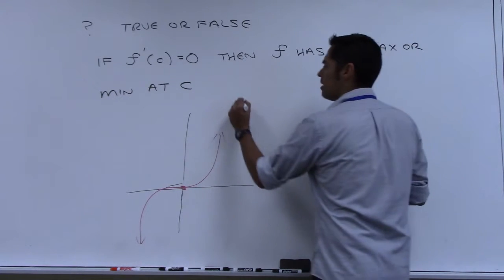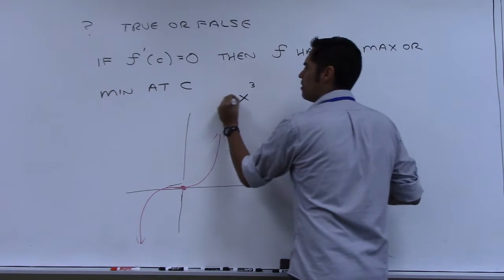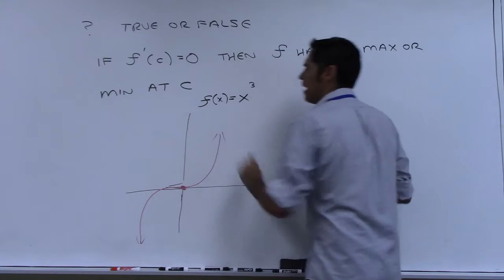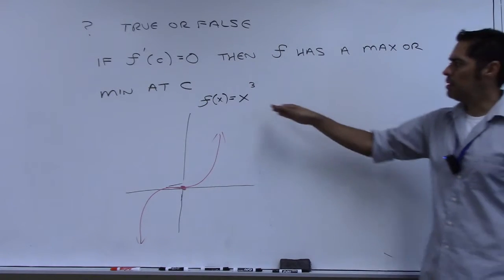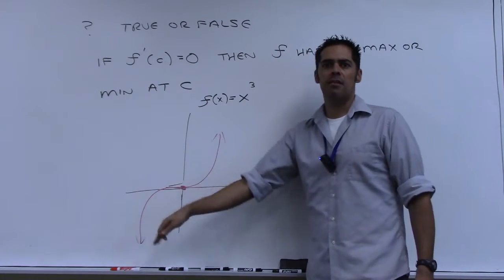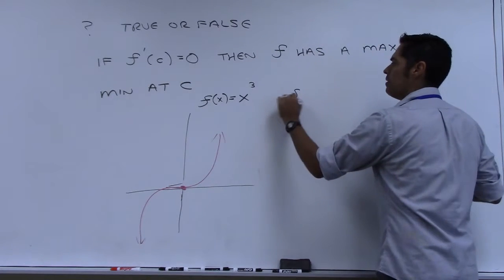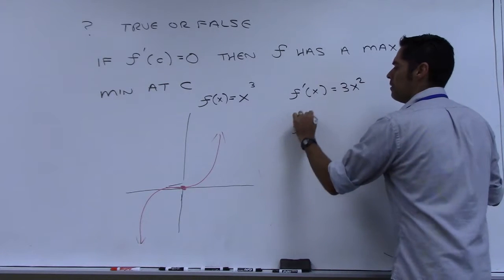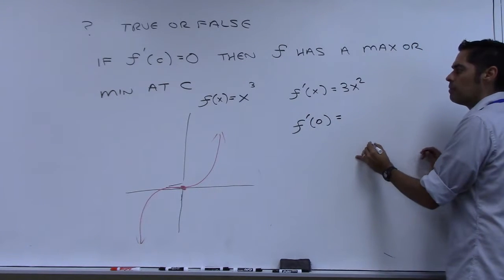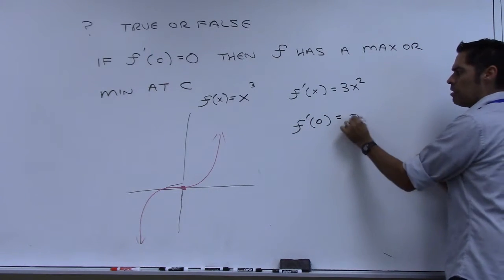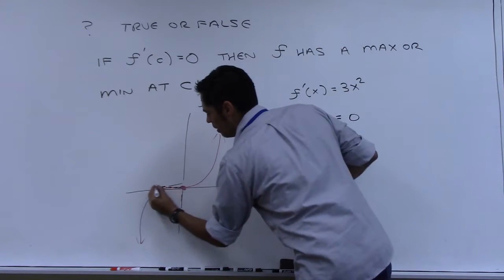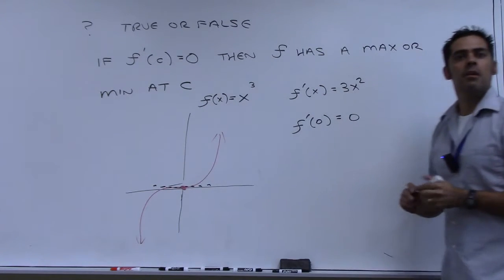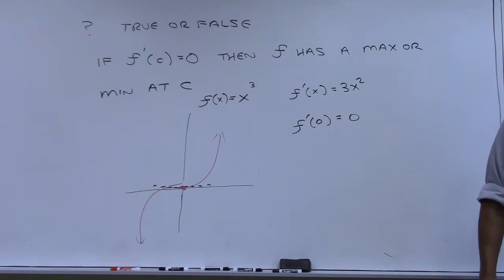Let's look at this. We could use this as the function. I don't know if that's the one you want to use. There's a bunch you could use, but let's just say x cubed. Doesn't x cubed kind of look like this? What is the derivative of x cubed? 3x squared. What is the derivative of this function at 0? 0. So the slope of the tangent line here is 0, isn't it? But it's not a maximum, it's not a minimum.